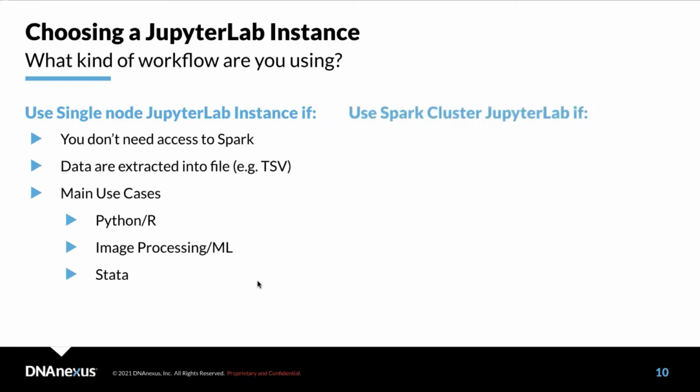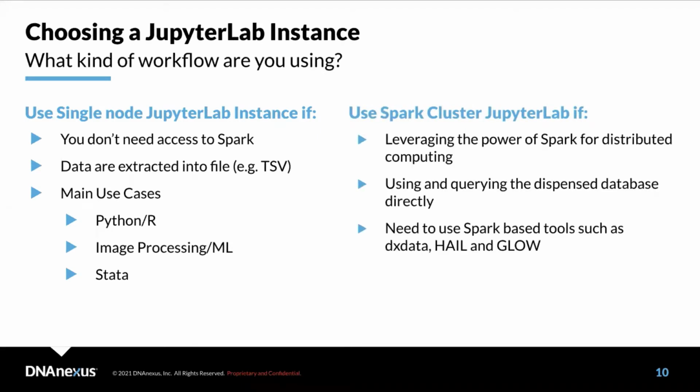You can do some more heavy machine learning or image processing, or you can run code in Stata. Use Spark cluster JupyterLab if you want to leverage the power of Spark for distributed computing. You want to query the database directly. For example, you want to create more complex queries than you could do in a Cohort browser, or you need to use Spark-based tools such as DXData for querying. You will look at Hail and Glow next week.